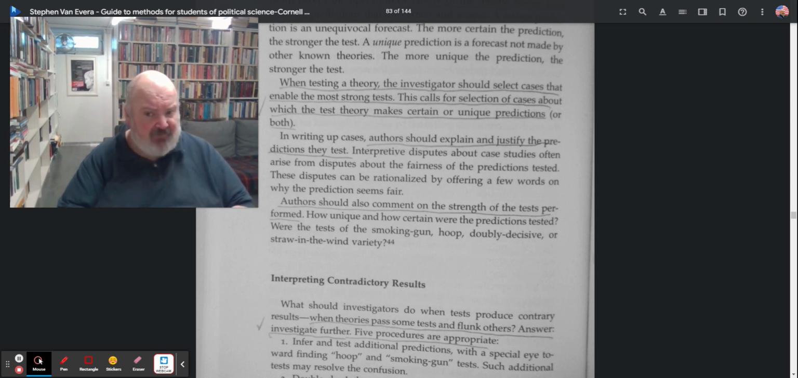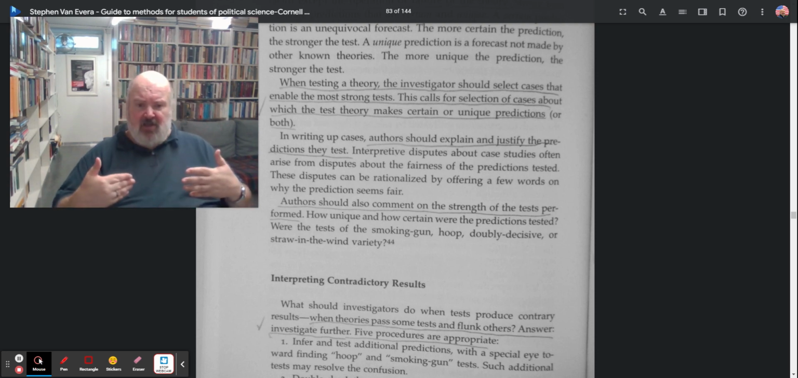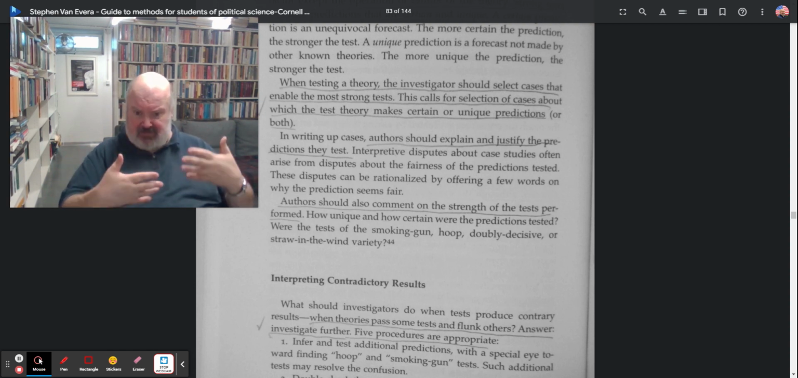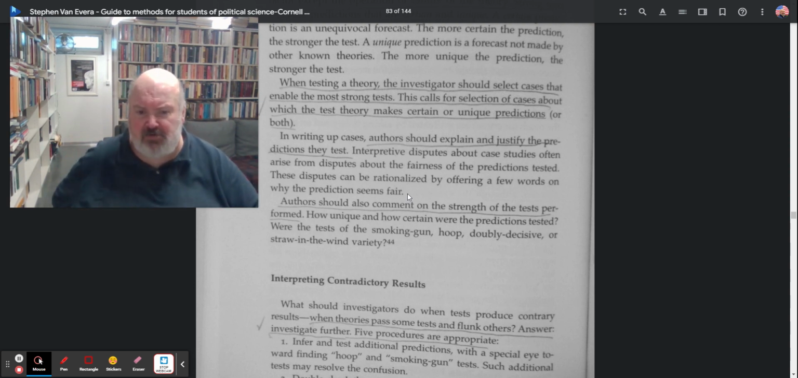Give evidence and support to justify the fairness of your predictions, and therefore of the test. If the predictions are not fair, then, again, the disputes are always a question about the fairness of the test, right? Authors should also comment on the strength of the tests performed. In other words, they should be honest about the kind of test, what kind of strength, how unique and how certain the predictions tested were.